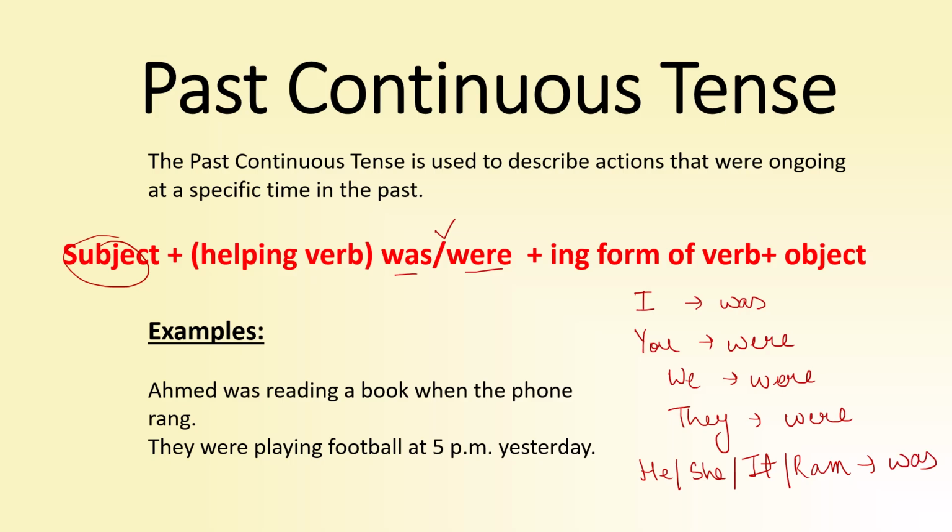Now see the example. Ahmed was reading a book when the phone rang. Now Ahmed, again a name, we will use was. So Ahmed was. Reading is the ing form of the verb read and then the object. They were playing football at 5 p.m. yesterday. With they we use were. Playing is the ing form of the verb play, then the object.